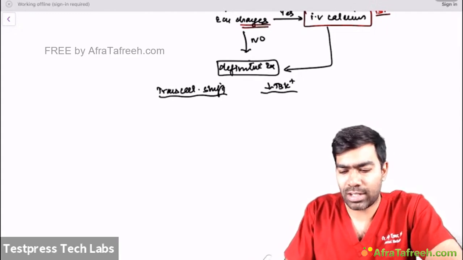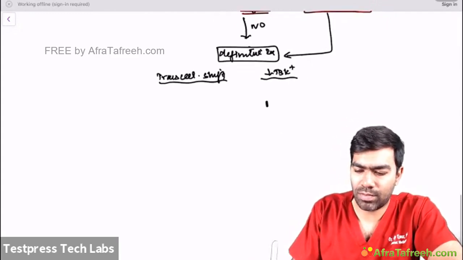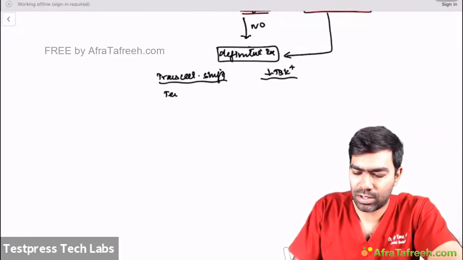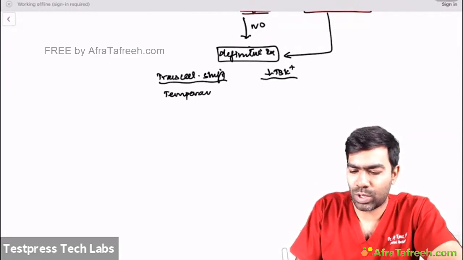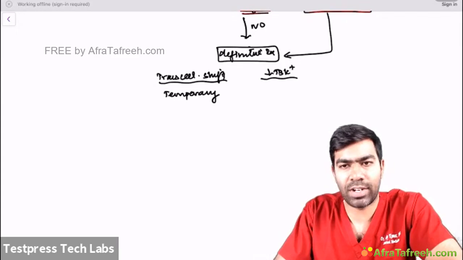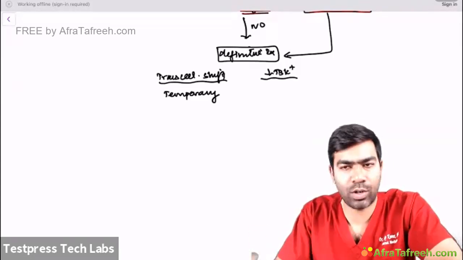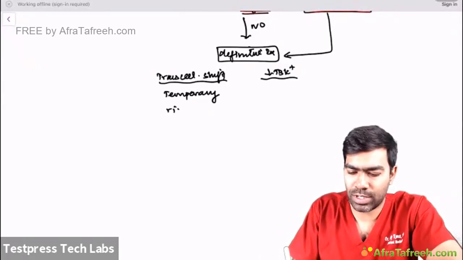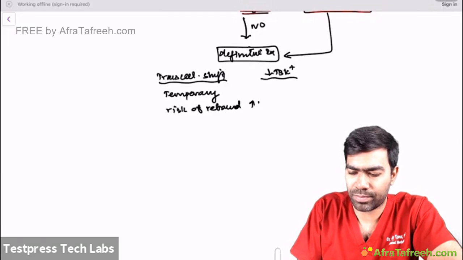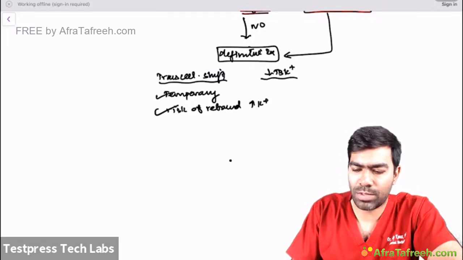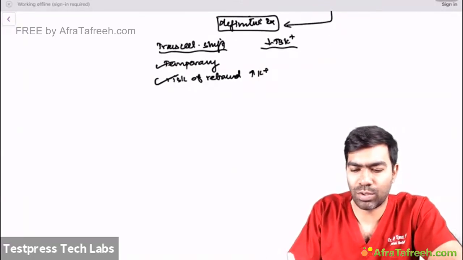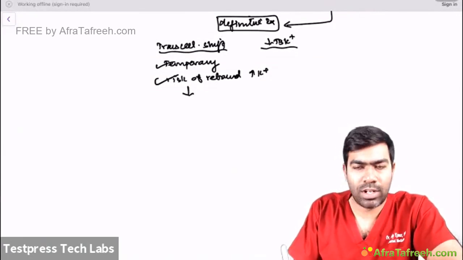Drugs that produce transcellular shift of potassium will have only a temporary effect, which means once the drug effect is gone, again the potassium that has gone into the cell is going to come outside the cell and they're going to produce a rebound hyperkalemia, which means in this setting there is a risk of significant rebound hyperkalemia. There are two problems with this, but nevertheless in urgent scenarios you have to use these drugs. So what are the drugs you can use?